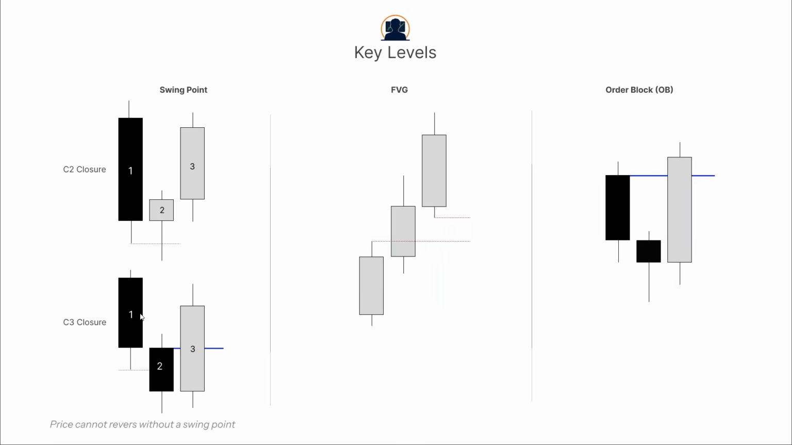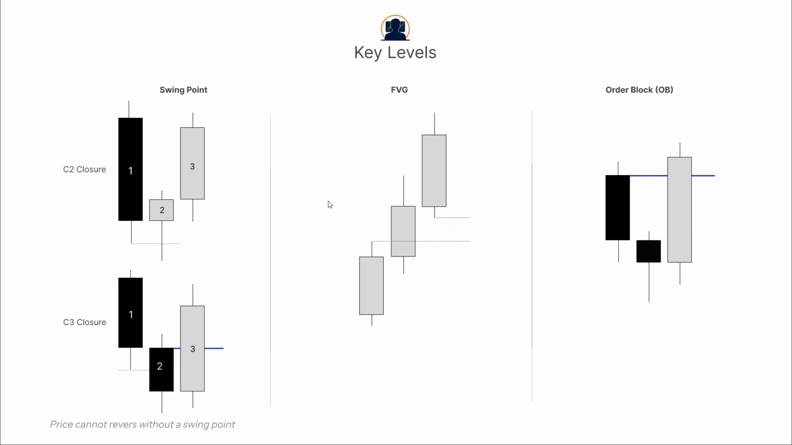So, if price displaces below the low of candle 1, you cannot anticipate a reversal here until candle 3 prints out, displacing above candle 2. Then you can anticipate candle 4 trading to the high of candle 3 with confidence, potentially reaching the high of candle 1.